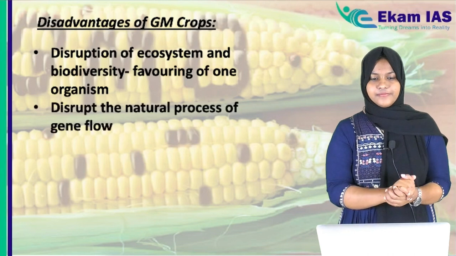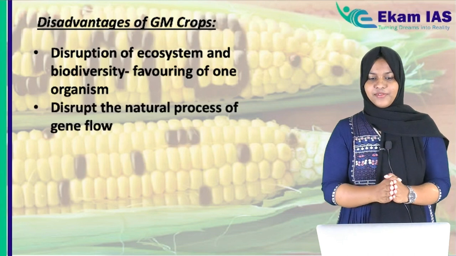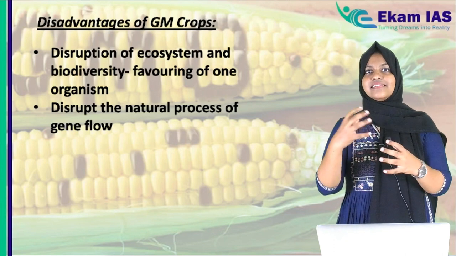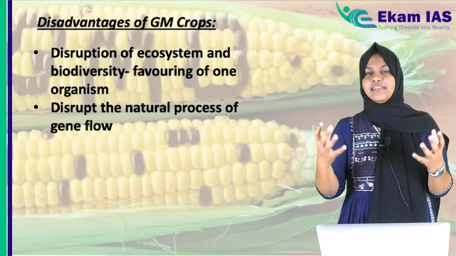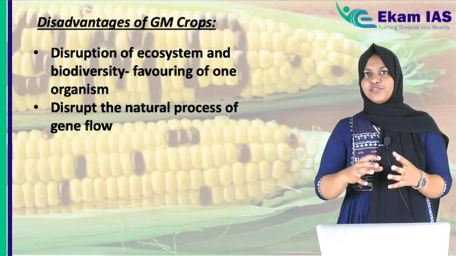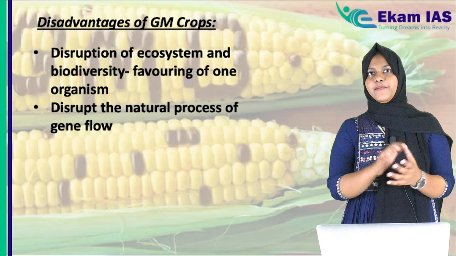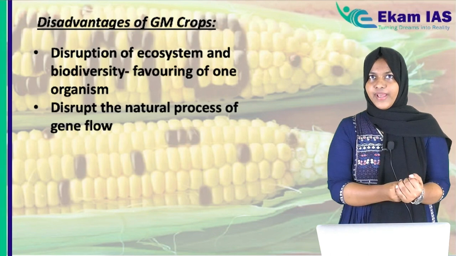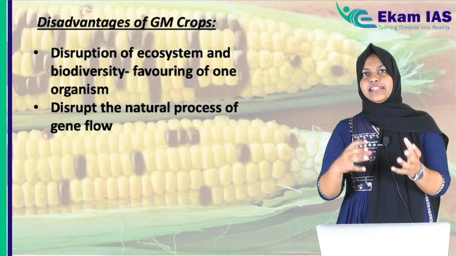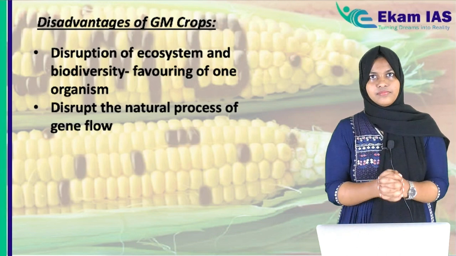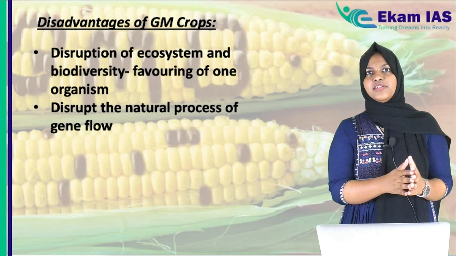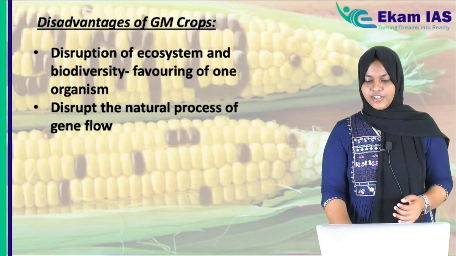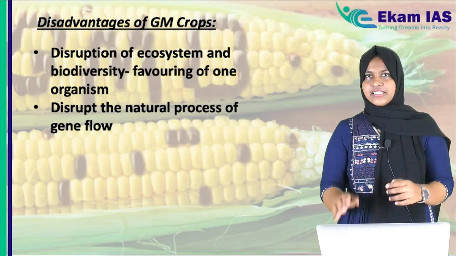And another thing is, it is not through a natural process. So it is disrupting the natural process, that is the gene flow, because we are inserting a new gene and thus creating a new gene. So the offspring of such a GM crop, like a GM tomato, creates another GM tomato, which is different from the normal tomato. So it is disrupting the natural flow of genes. So that is another disadvantage of GM crops.